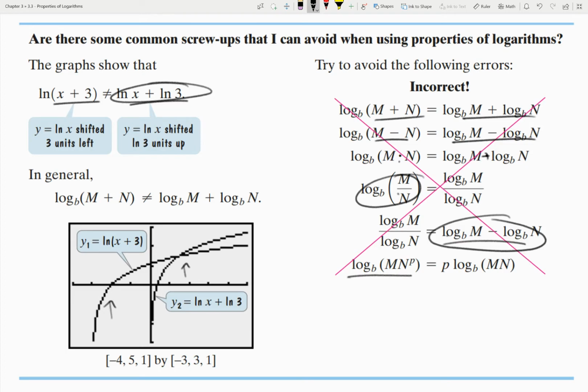The last one is probably the most common mistake. Notice that the p is only raised to the n power, and so if you put it in the front here, it implies that you're raising both of those to the p power, which is not what is happening.